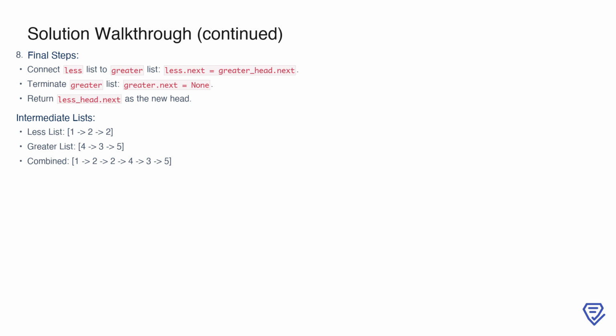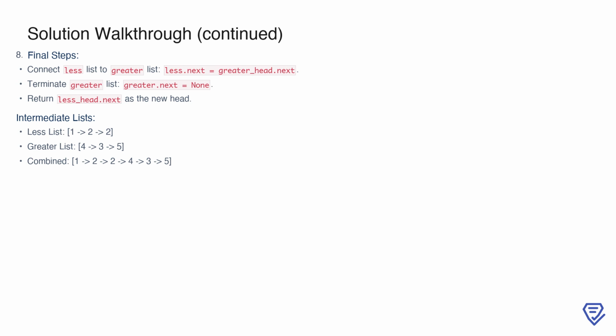Now that we have processed all the nodes, the next step is to combine the two lists into the desired output order. To do this, we connect the less list to the greater list by setting less.next to greater_head.next, which skips over the dummy greater_head node and directly links to the first node in the greater list. We also terminate the greater list by setting greater.next to None, ensuring there are no stray connections. Finally, we return less_head.next as the new head of the modified list, skipping the dummy less_head node.